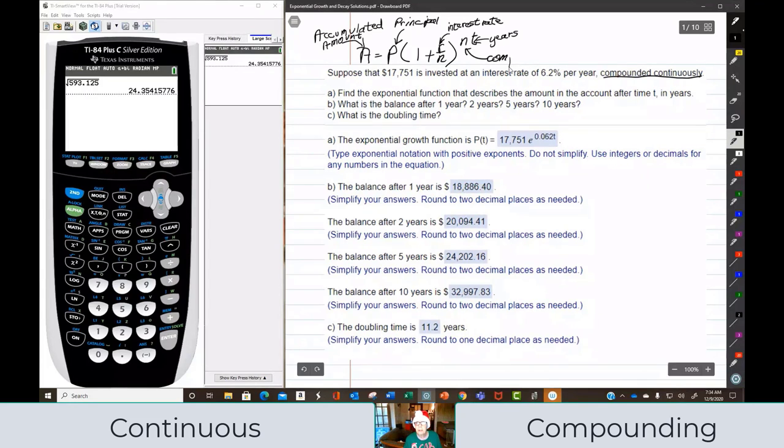So these are the compounding periods. That's what n is: periods per year. And the periods per year that we worked with were annual, semi-annual, quarterly, monthly, and daily. Okay.